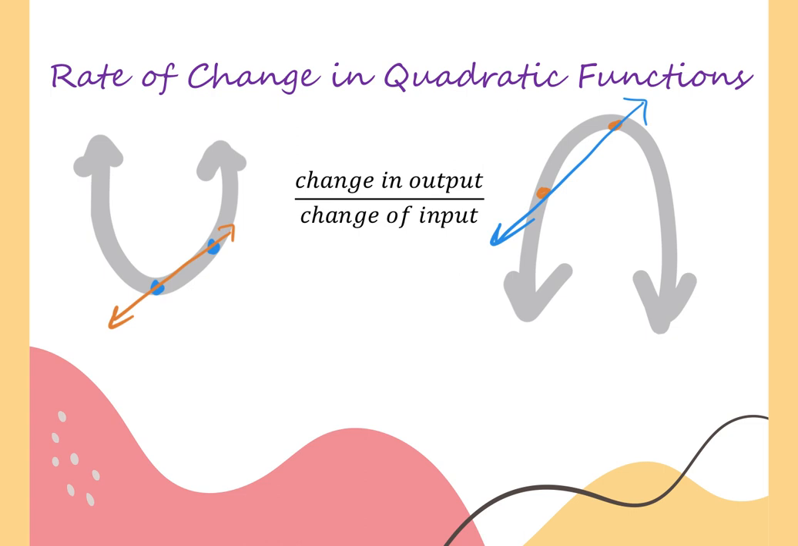Your book or your content very rarely refers to it as the slope of the secant line, but that's what it is, okay? So you would just do the same thing we did before, y2 minus y1 over x2 minus x1.